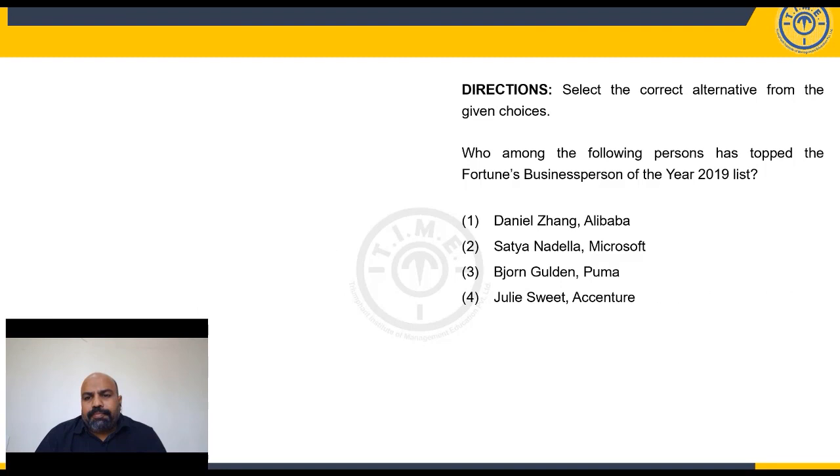Okay, whom of the following persons has topped the Fortune's Business Person of the Year list? Satya Nadella, he is the CEO of Microsoft, my friend. So, I just want to bring in one point each, because the names are already there, we just look at the head offices. These are all the CEOs of the companies listed here. Daniel Zhang, Alibaba CEO, head office is in Guangzhou.